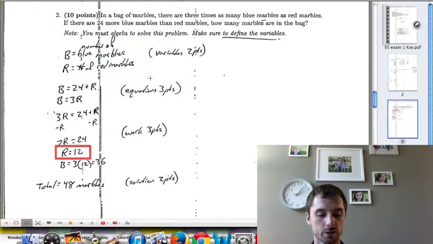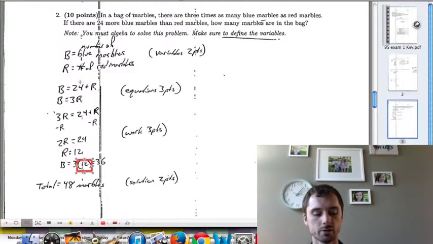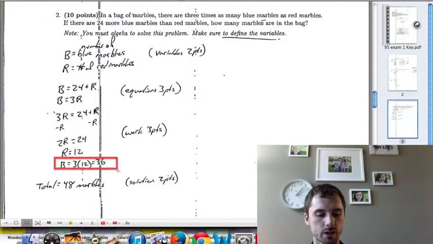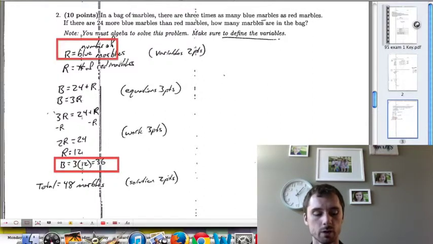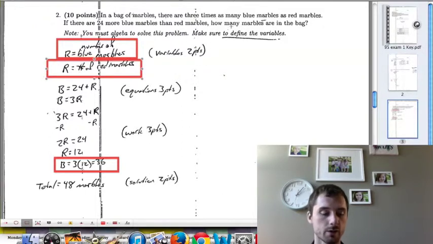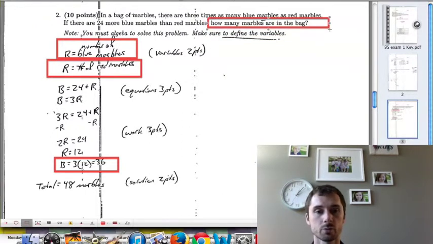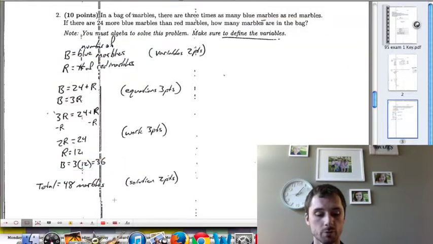So here we're in good shape. Now that we know R equals 12, I can put R back into one of the others, and it should work for both of them. So if I do 3 times 12, which is R, then I get 36. That's the one I wrote down. But also if I do 24 plus 12, I also get 36. So now I have 36 and I have 12. And remember, we're asked what the total number is. So in this case, the total number is the 12 red plus the 36 blue. And that gives us the total of 48 marbles.